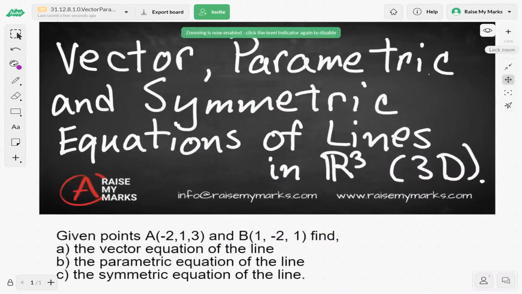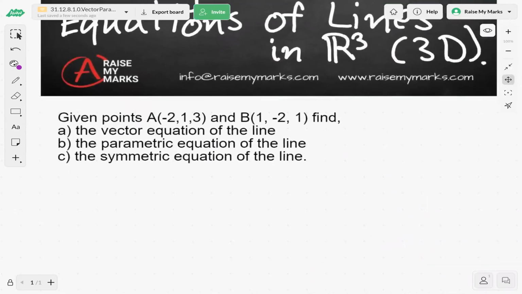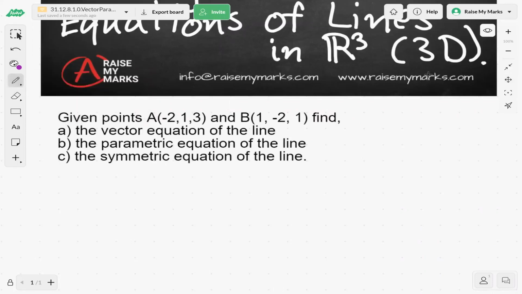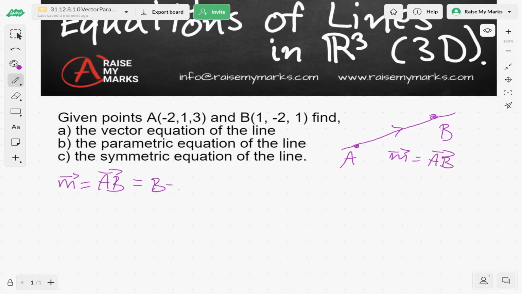Given points A and B, find the vector equation of a line, parametric equation of a line, and symmetric equation of a line. First thing we need to do is find this direction vector. So again, we have 2 points, A and B. The easiest way to find a direction vector is to find the vector AB. So direction vector M is the vector AB, so B minus A.